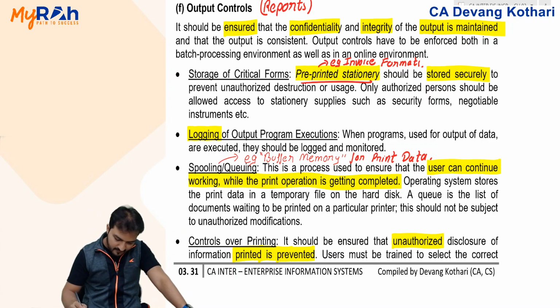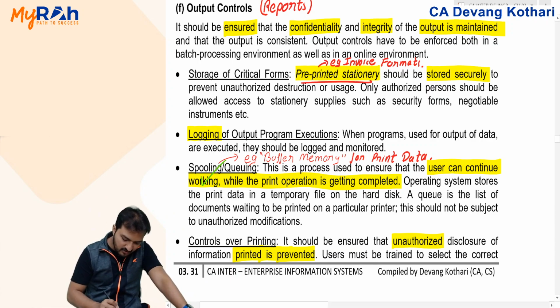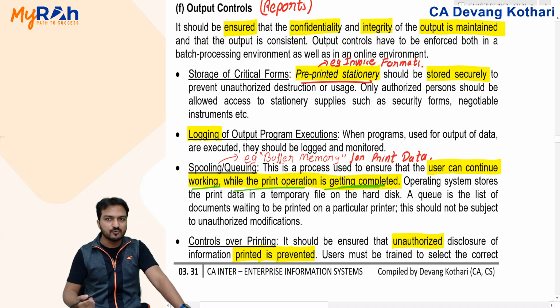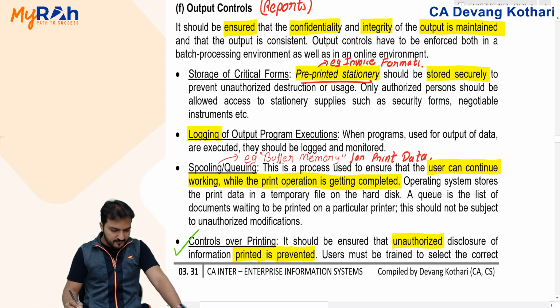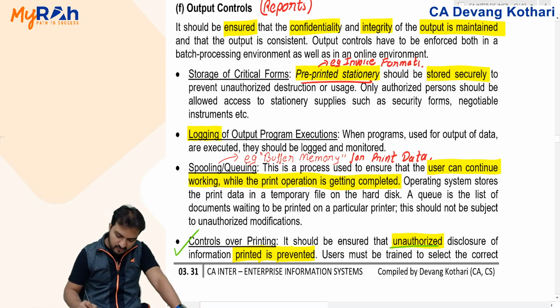So spooling is also a feature with the outputs. The user can continue working while the print operation is being completed, because printing happens from the spool memory. This spool memory should be secured. Controls over printing mean unauthorized printing should be prevented, and unauthorized disclosure of printed information should be prevented.